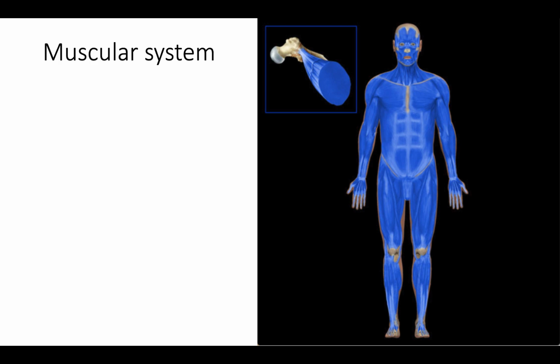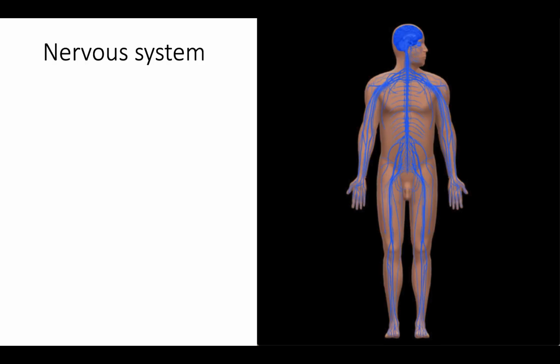The muscular system consists of all the skeletal muscle in the body. Skeletal muscles are typically attached to bone, though some of them can be attached to soft tissues like in the face. There's some muscles that are not attached to bones. Those are the muscles of facial expression. The nervous system consists of the brain and the spinal cord, and all of the nerves that come off of the brain and the spinal cord.